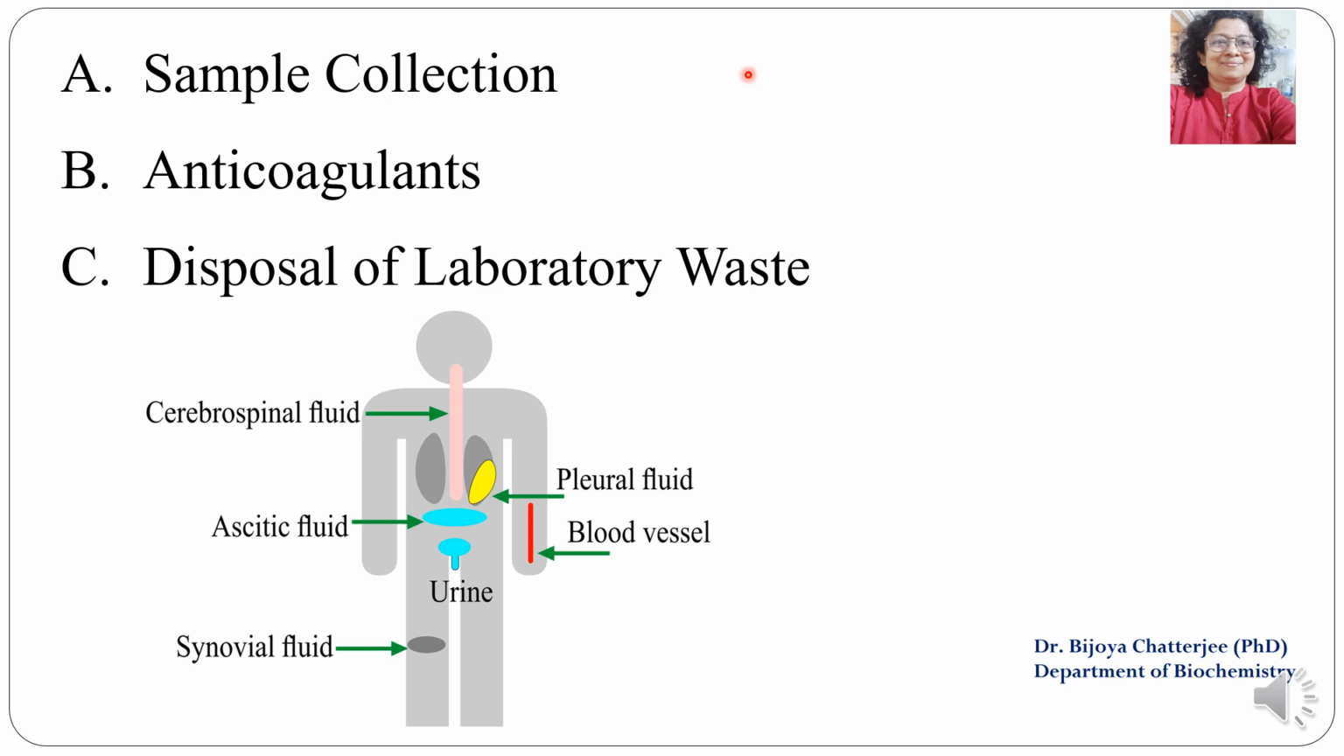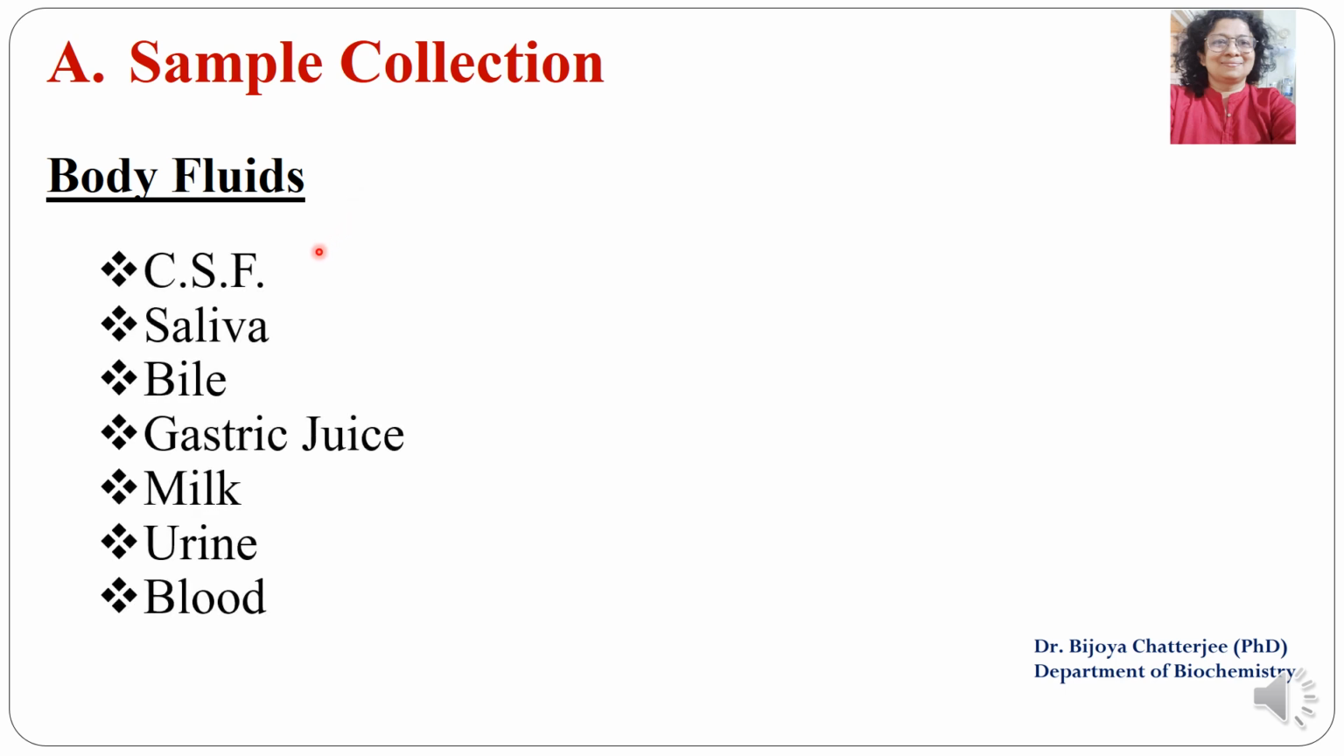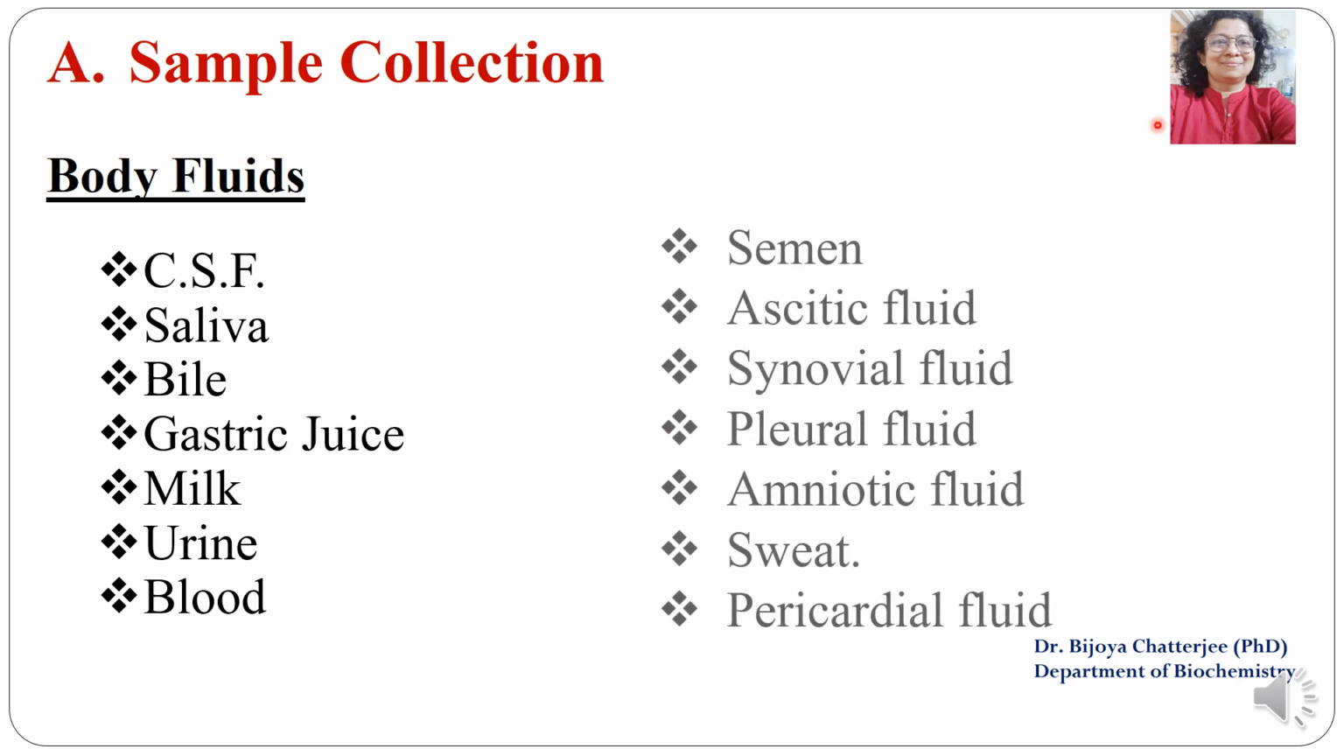Today we shall discuss sample collection, anticoagulants and disposal of laboratory waste or hospital waste one by one. So let us proceed. The first section is sample collection, and among samples that are commonly used are the body fluids. Let us see some of the body fluids. These include cerebrospinal fluid, saliva, bile, gastric juice, milk, urine, blood. They also include semen, ascitic fluid, synovial fluid, pleural fluid, amniotic fluid, sweat, pericardial fluid.